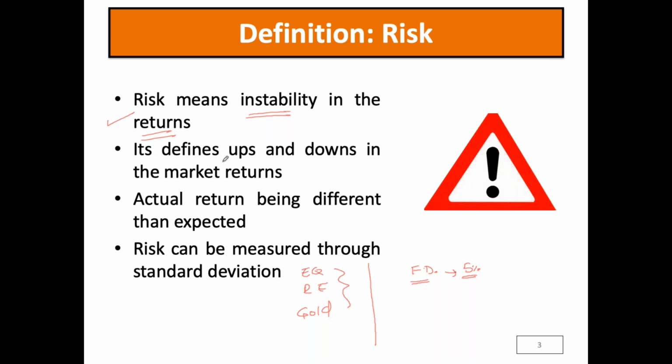It defines ups and downs in the market returns. We know market keeps on changing. That also leads to risk. Another thing, actual return being different than expected. So once again, understand it. I made investment in mutual funds or equity shares expecting a return of say 8%. However, at the end of the year, I could realize that I've ended with just 6% return. So my actual return being different than what was expected, this also leads to risk.